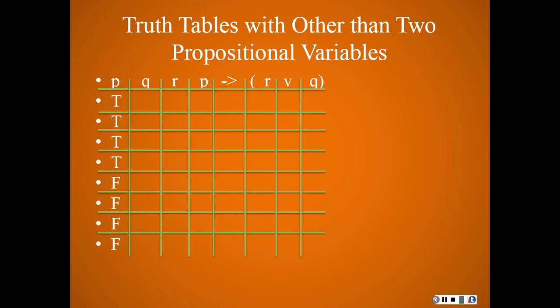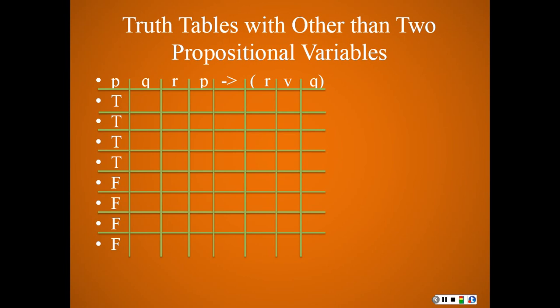Now I have 3 propositional variables here, so I require 2 to the 3 rows. That's 2 times 2 times 2, which is 8 rows. So I've set up 8 rows for truth values here. And I've gone ahead and filled in the truth values for the P column. What I've done is I've taken my 8 rows and divided them in half, and devoted the first half of those rows to trues and the second half to falses for P. So 4 rows devoted to trues for P, 4 rows devoted to falses for P.